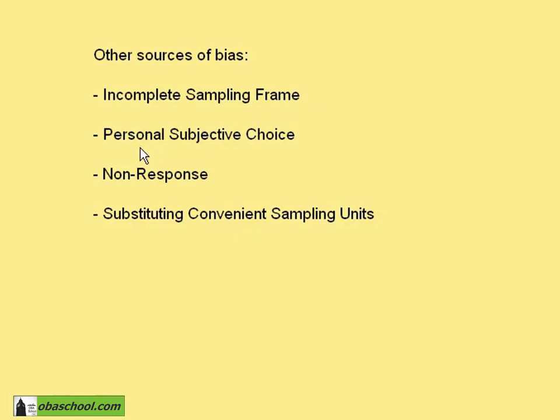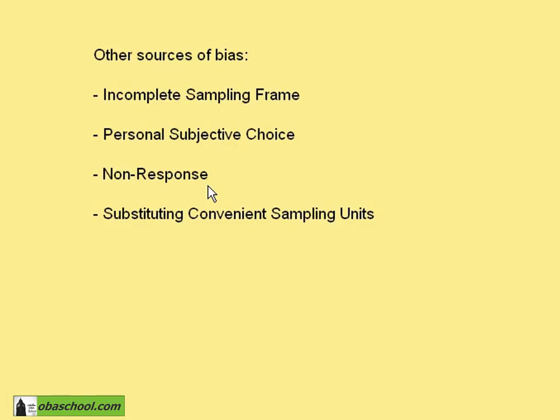Another cause of bias is personal subjective choice. Let's suppose that somebody is performing a survey in a street. They might be more likely to approach one type of individual than another, and therefore this introduces bias.